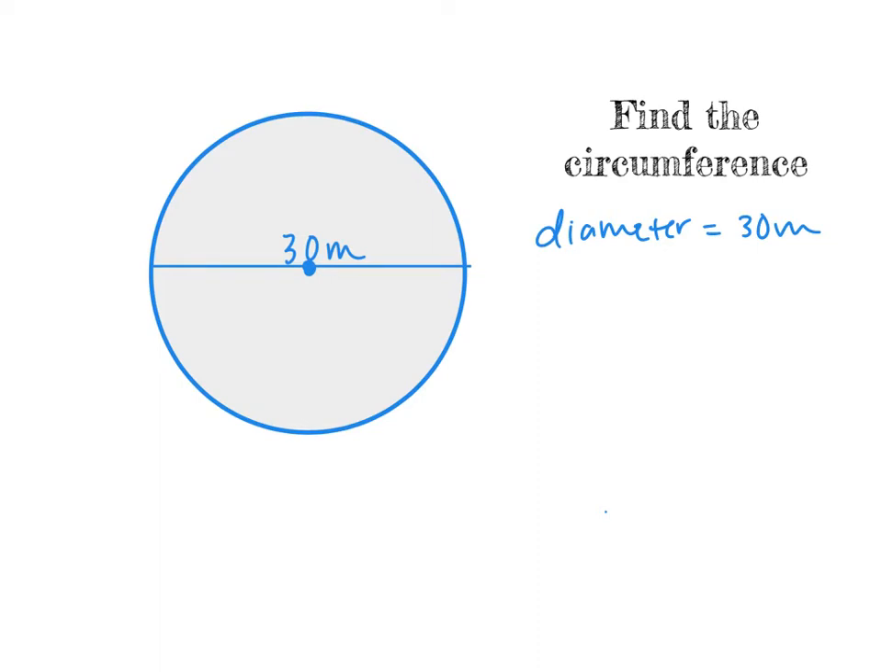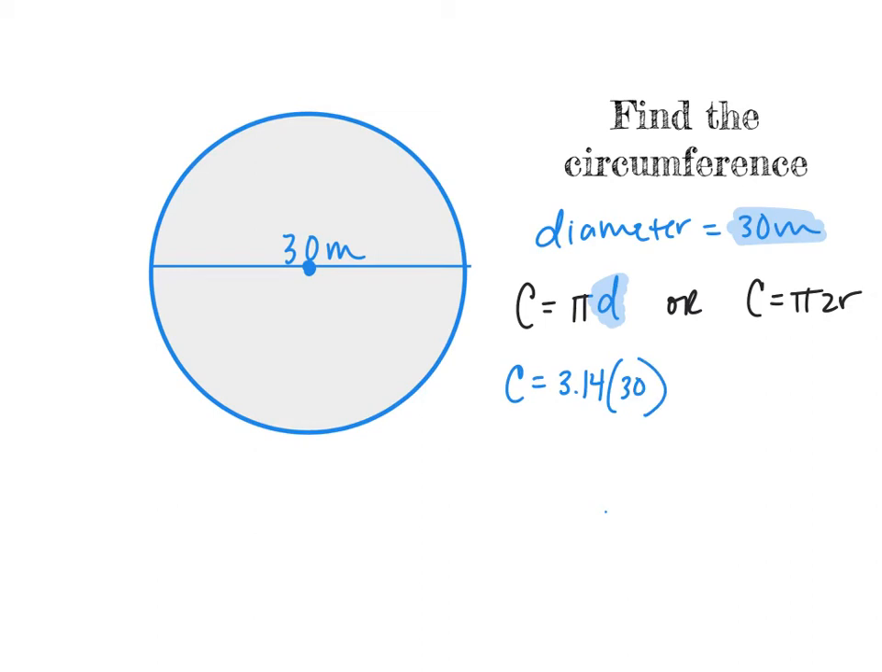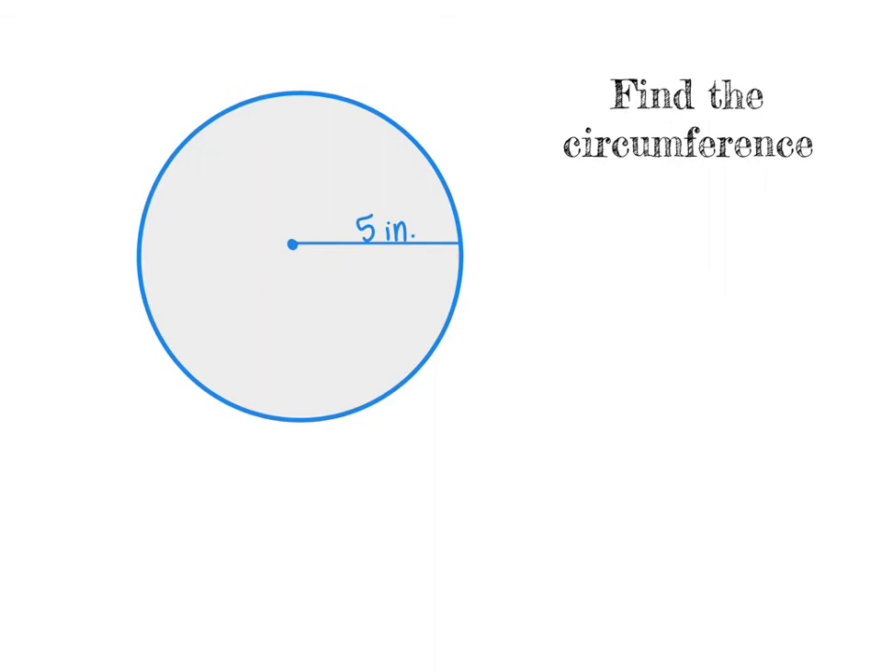So let's refresh our memory. Circumference is equal to pi times diameter, or circumference is equal to pi times 2 radii. Well, we know that the diameter here is 30 meters, so we're going to go ahead and use the equation that has diameter. Circumference is equal to pi, which is 3.14, times my diameter, which is 30. When I calculate that, I get circumference is equal to 94.2 meters. So that is my final answer.